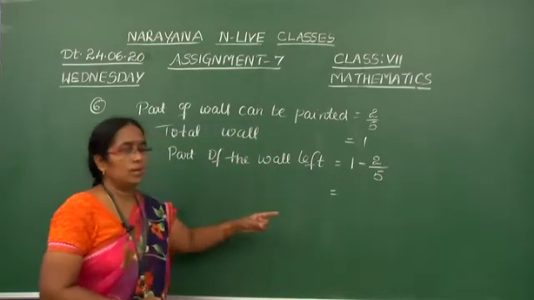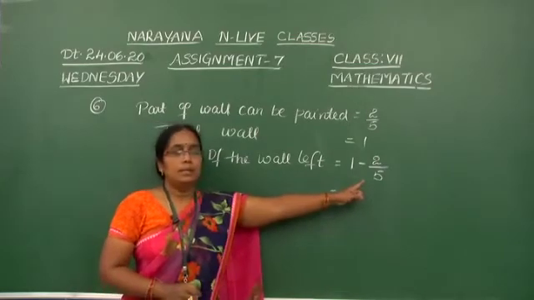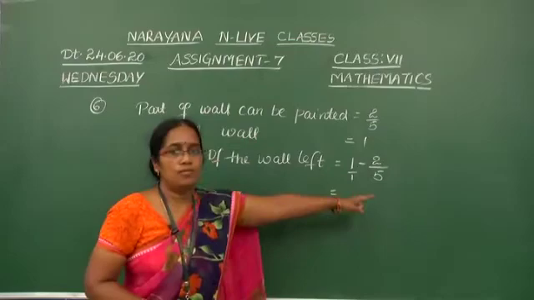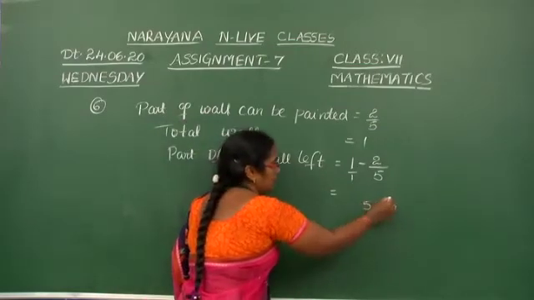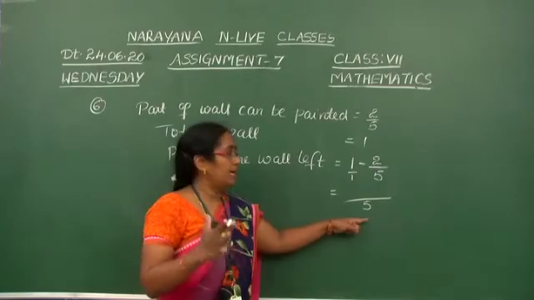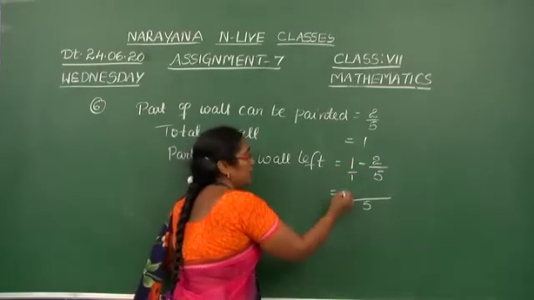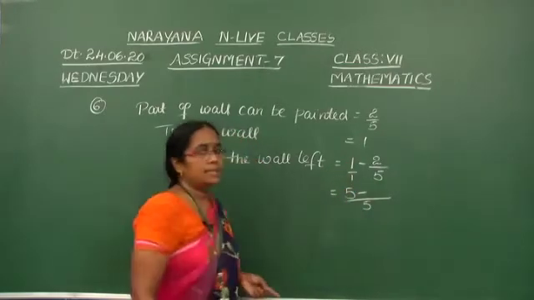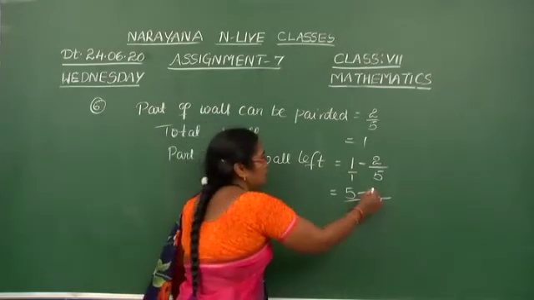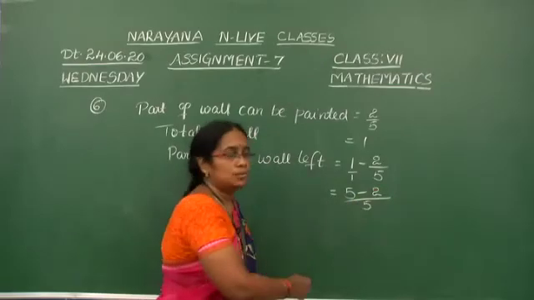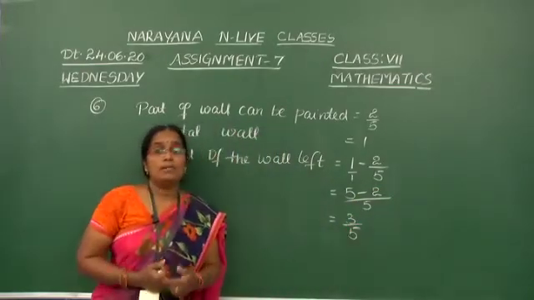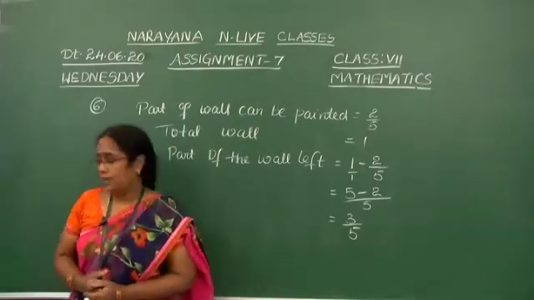So here what is the LCM? Here 1 is a whole number, so it can be taken as 1 by 1. So the LCM of 1 and 5 is 5. Now 1 how many times divides 5? 5 times. With that, 5 multiply numerator, 5 ones are 5, minus, 5 how many times divides 5? 1 time. So 1 into 2, 2. So 5 minus 2, 3. So 3 by 5 is the answer. So what part of the wall is left? 3 by 5.